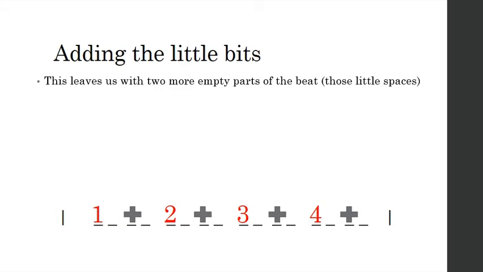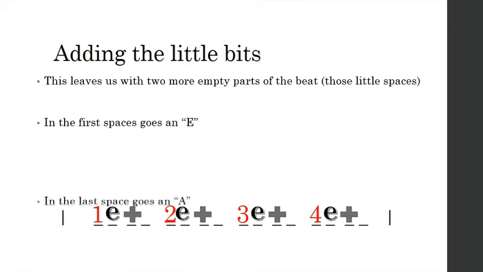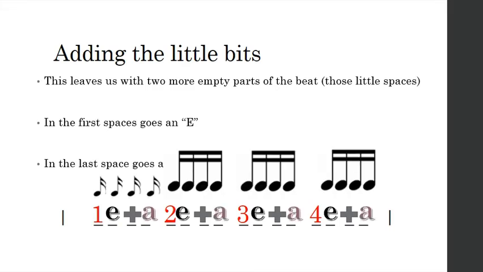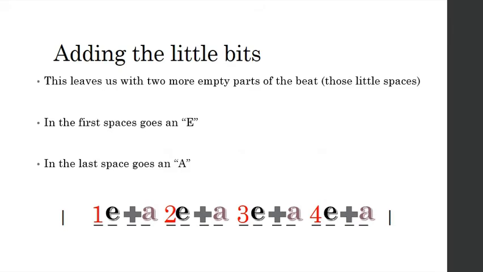So the way we vocalize this is we take that first space and we add an E to it. So we have 1E, 2E, 3E, 4E. And the last space gets an A. So 1E and a, 2E and a, 3E and a, 4E and a. So there's our counting. Each note is going to be on a 1, an E, an and, or an a.